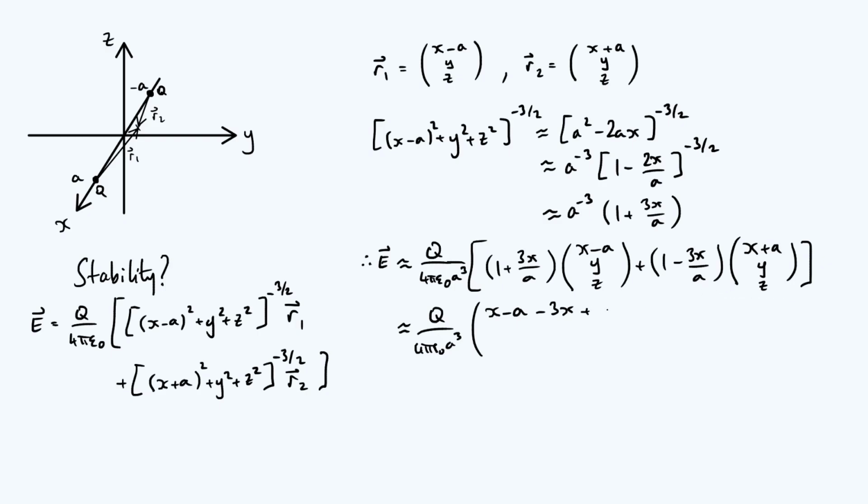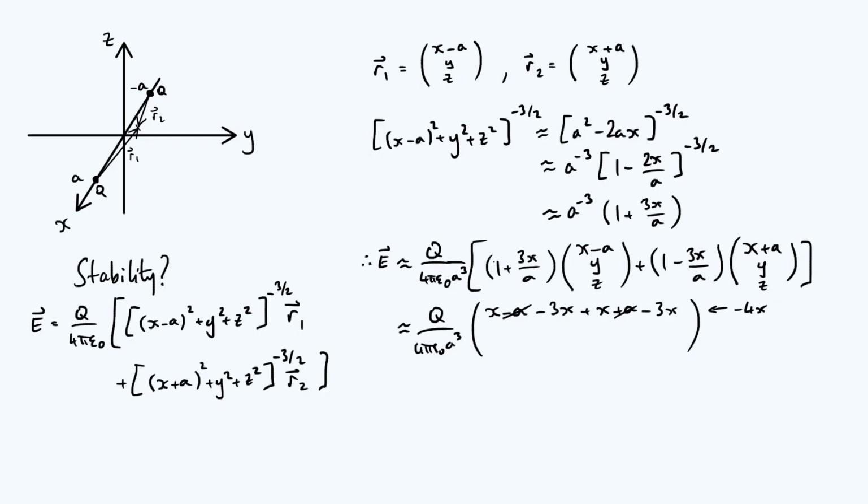How about the contribution that you get from that second term? Pretty much the same logic. You're going to get x plus a. You ignore the x squared term, and then you get minus 3x as well. So the minus a and the plus a cancel out, and that x component simplifies to just minus 4x, which is nice.